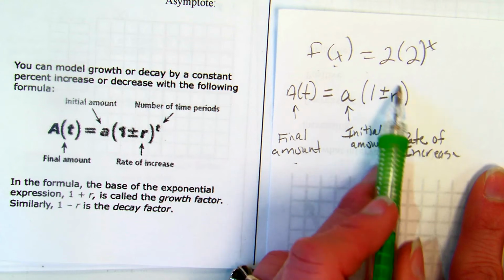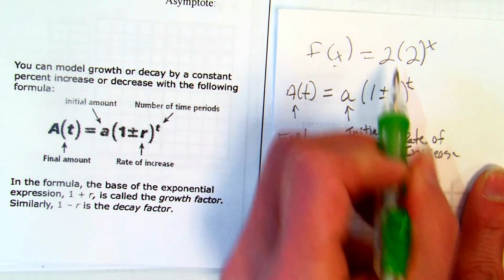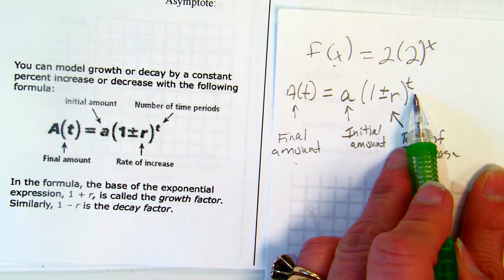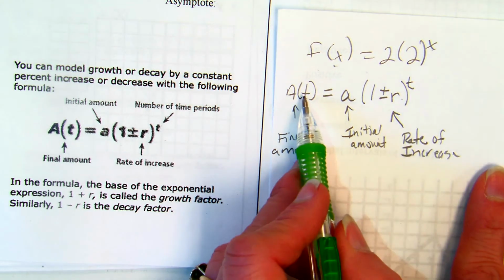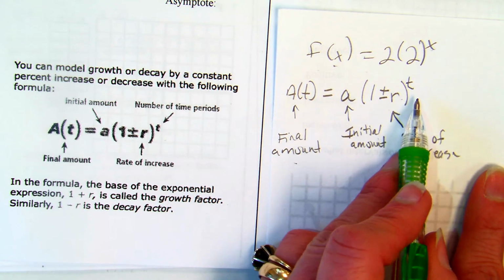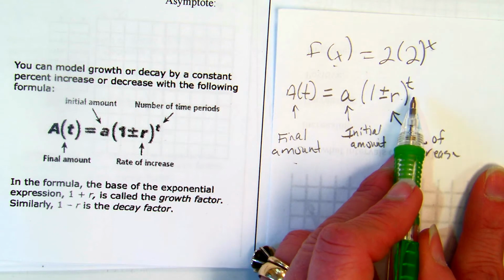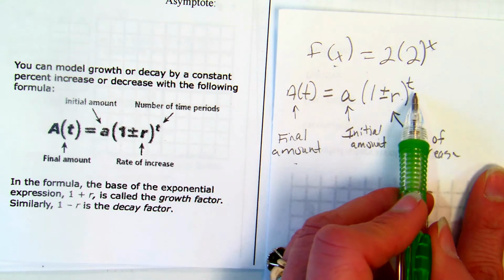This is your rate of increase or decrease, raised to some power. Well, what does this exponent right here represent? Like this A of t is the same thing as y. What is this t the same thing as? Your x value. It's your x value, okay? So this A of t is your y value. This t is your x value.